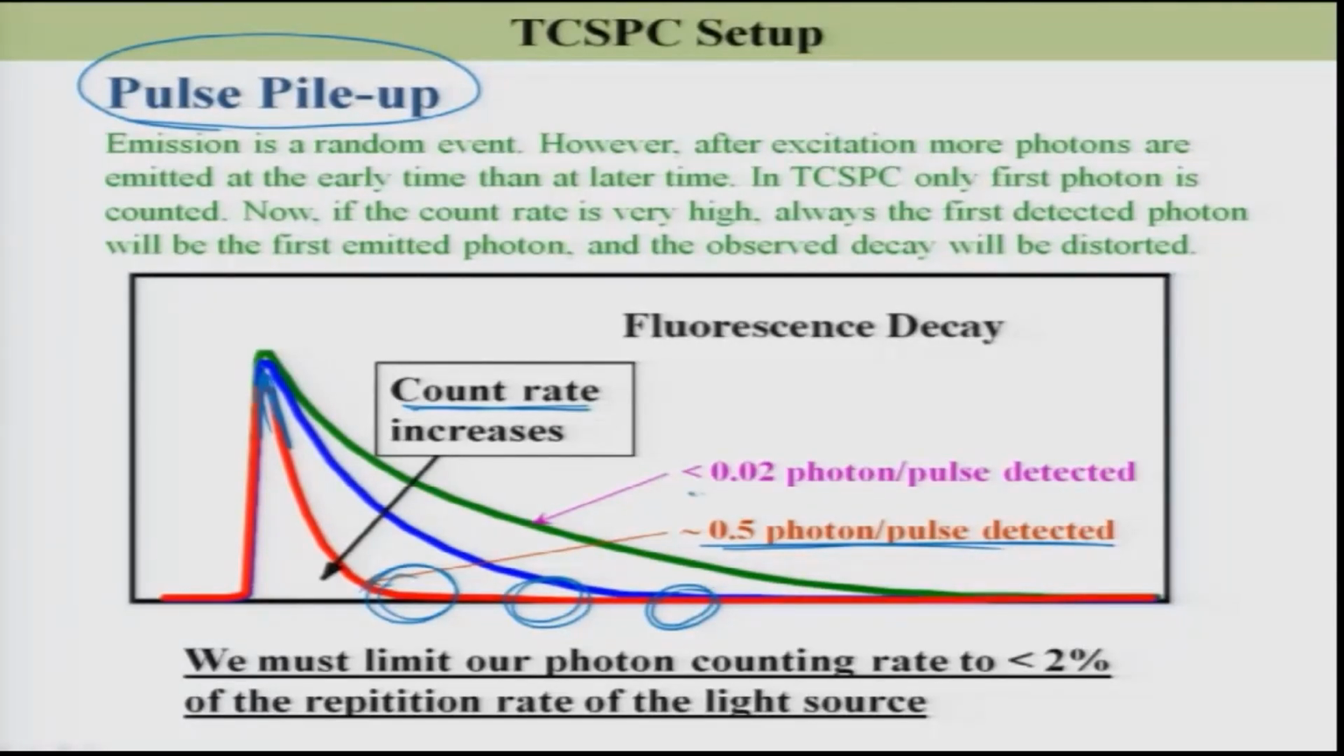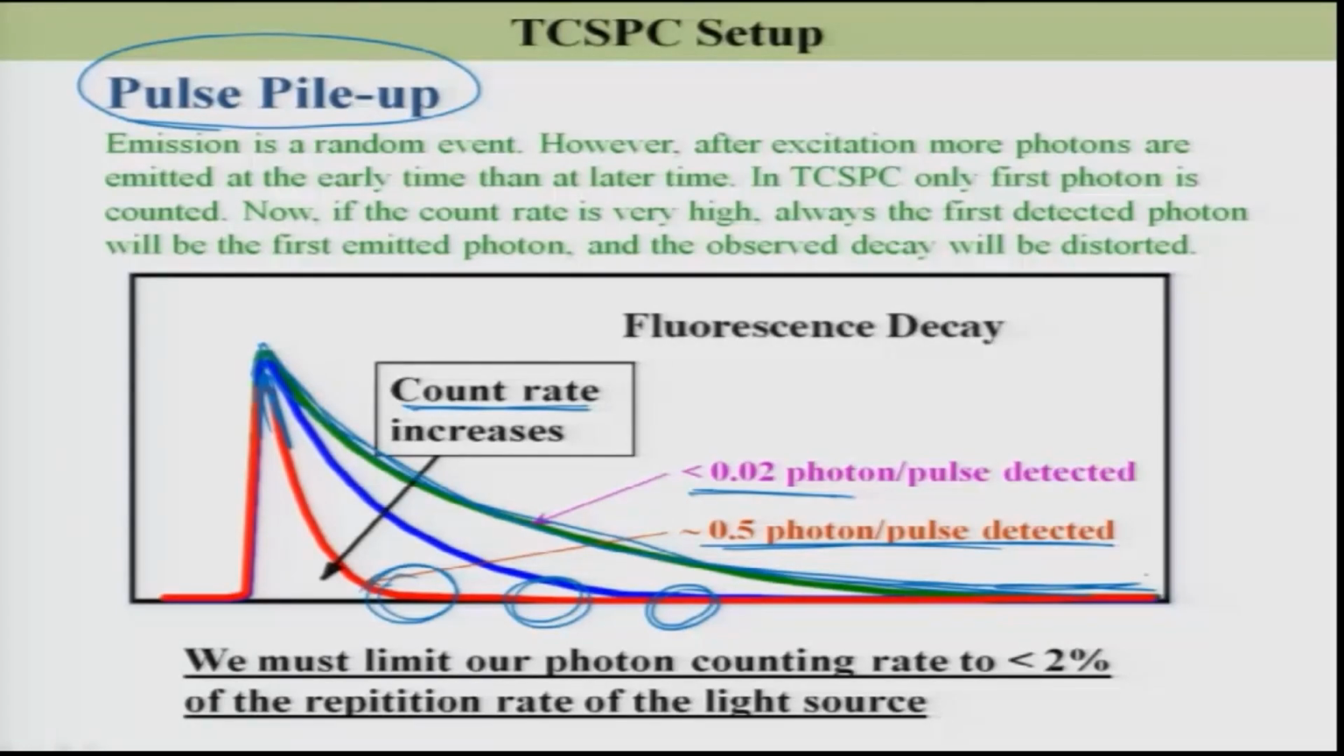But if you decrease the count to 0.02 photons per pulse, that means the count rate is very low, less than 2% or so, in that case you can get the decay. In that case, the decay is the correct decay profile, which is actually shown by the molecule.